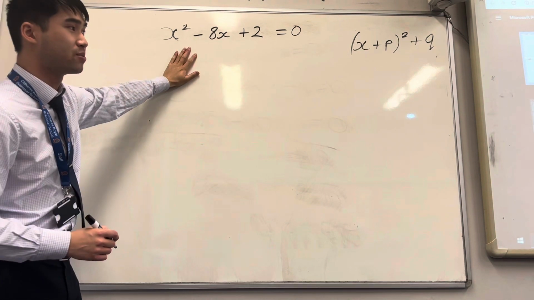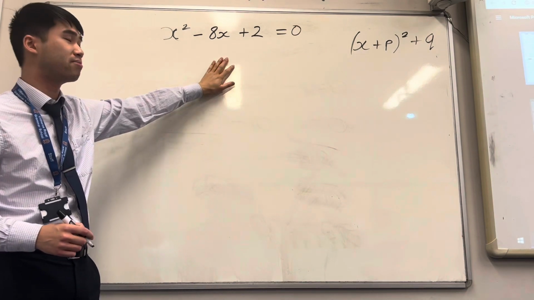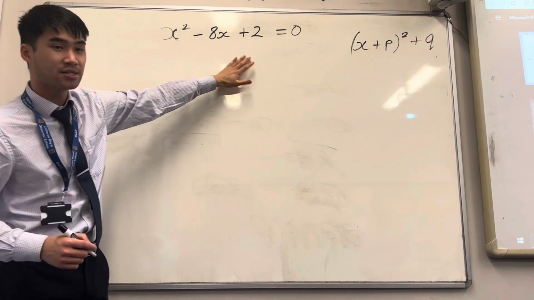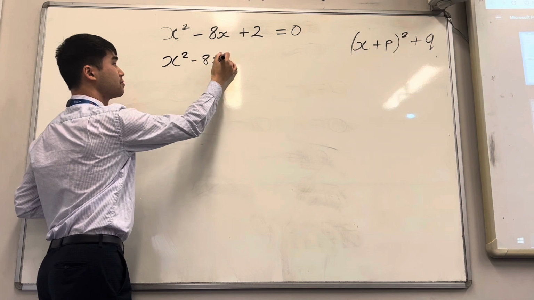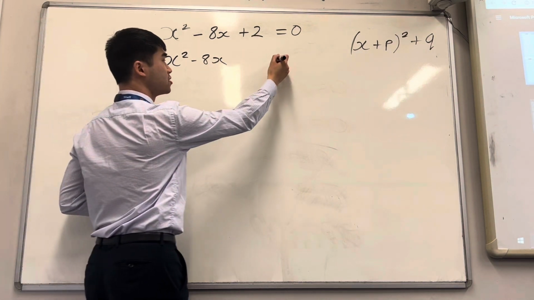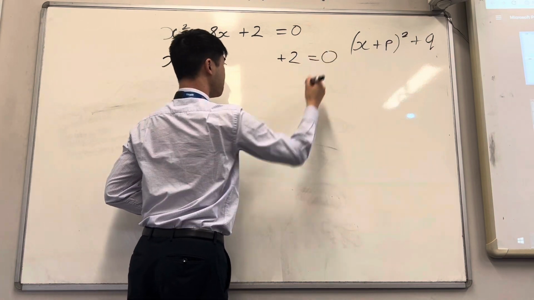So x squared subtract 8x plus 2 is 0. My first step is to complete the square on this expression here. What I'm going to do first is write down x squared minus 8x, and that plus 2, I'm going to move out of the way. So plus 2, leave some space here, and that's equal to 0.